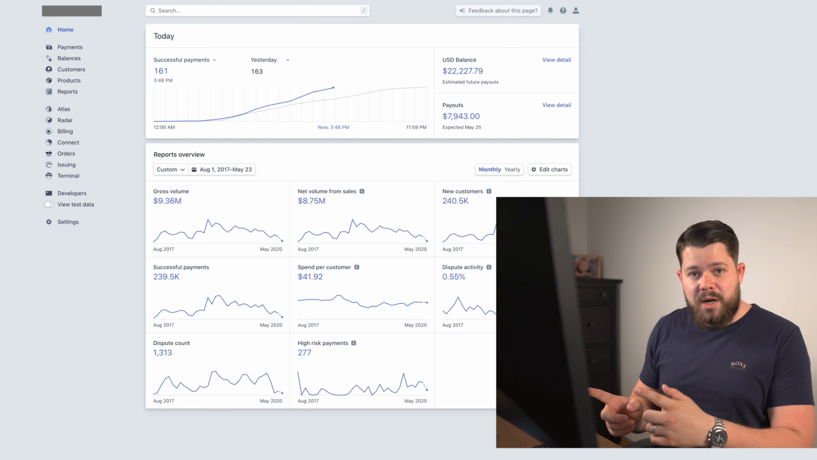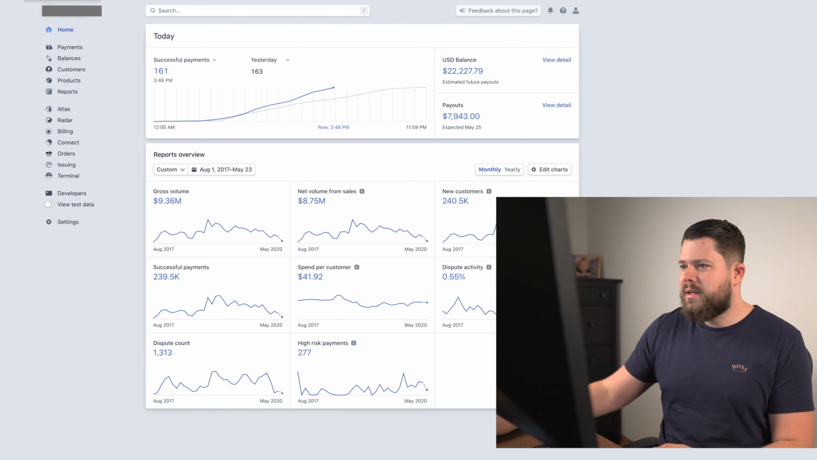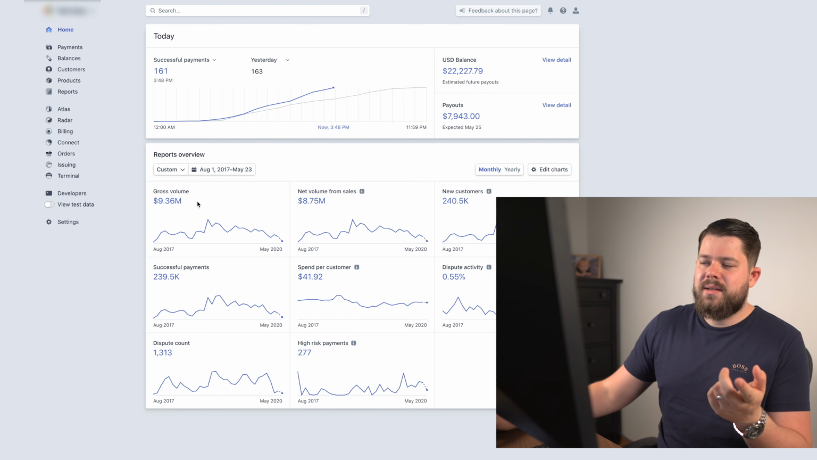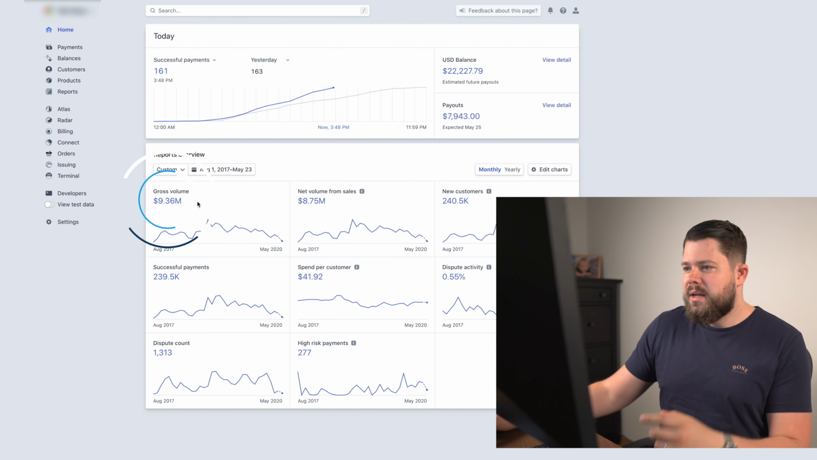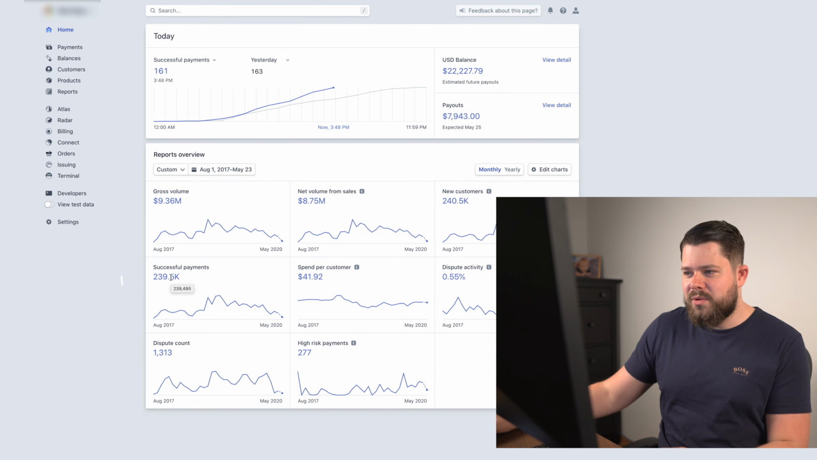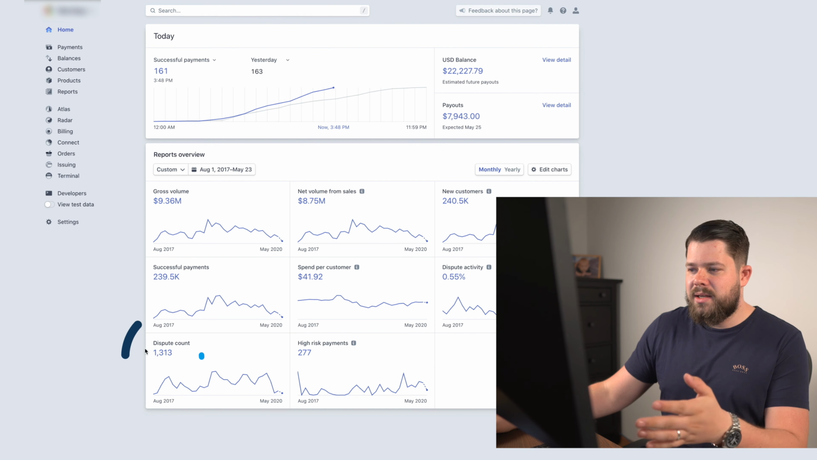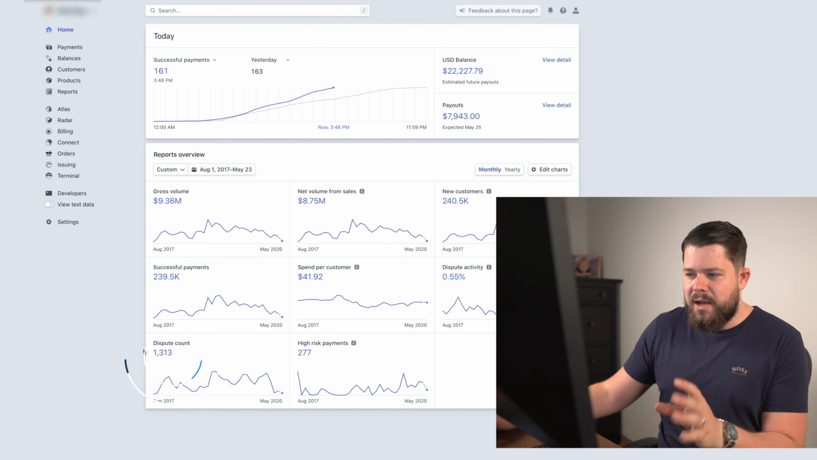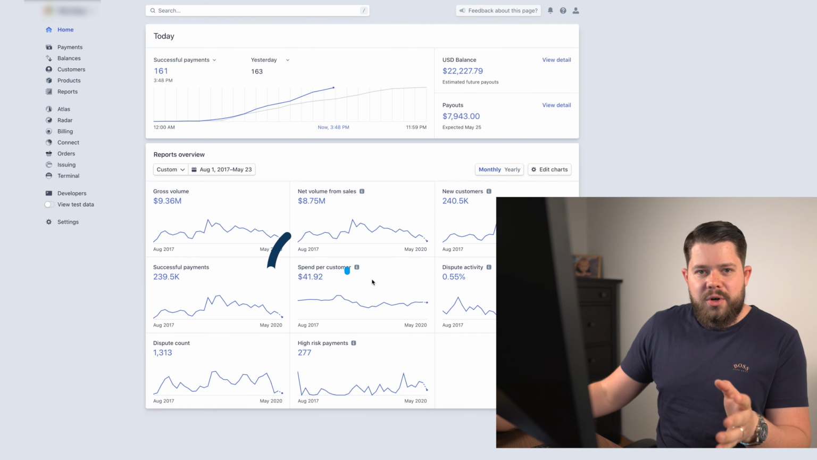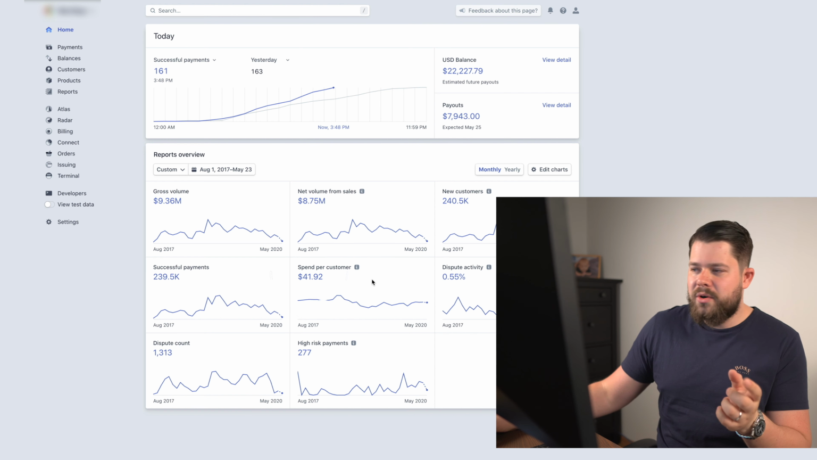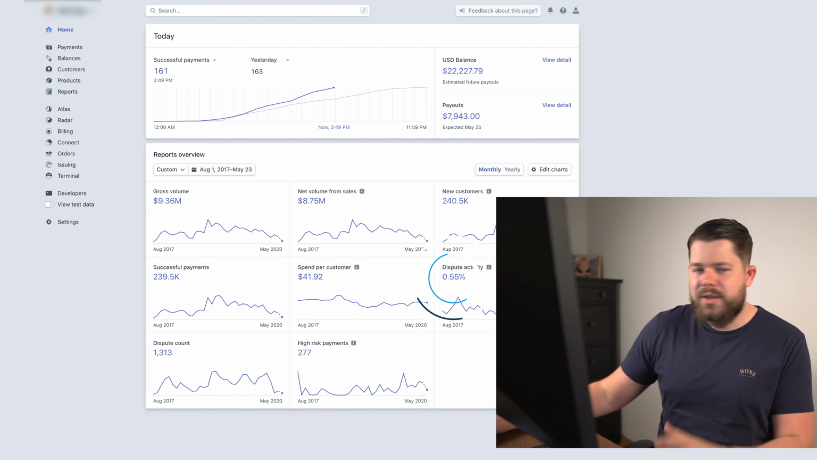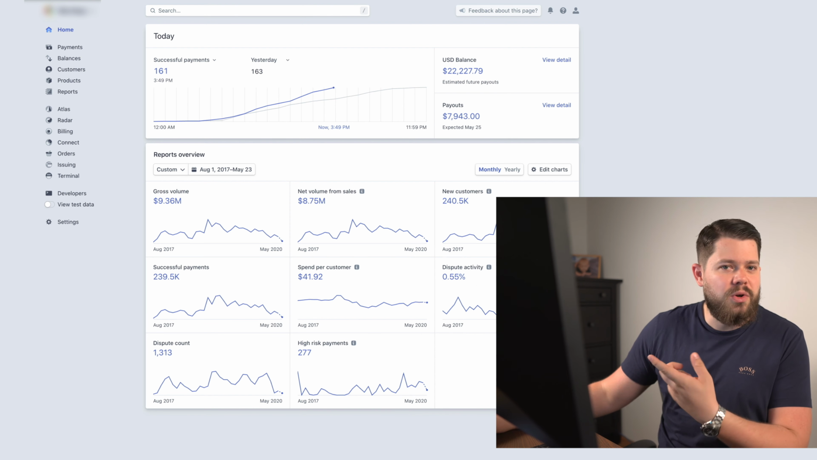Okay, so this is my Stripe account, and you can see that since August 2017, it basically made around $9.36 million. I processed almost 240,000 orders, and you can see that disputes that I received are around 1,313. And also another important number, that my average order is around $41.92. And my chargeback rate, which is the dispute activity, is in average around 0.55%, which is also a very important number.